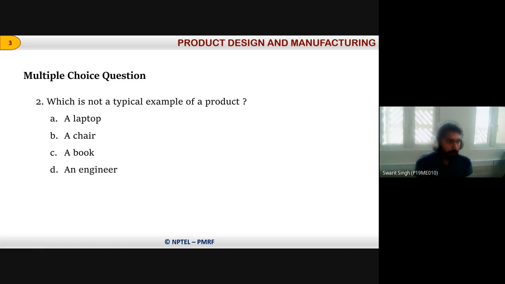So the second question is: which is not a typical example of a product? Again, we are getting answers. Yeah, answers D, D. Okay.